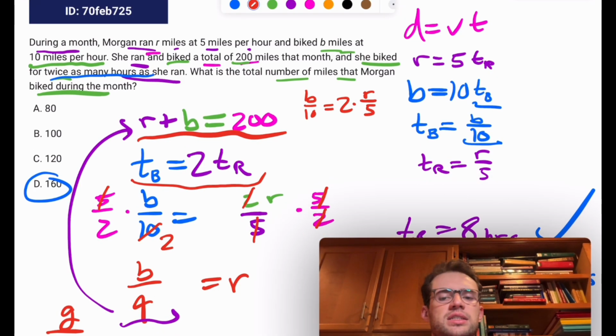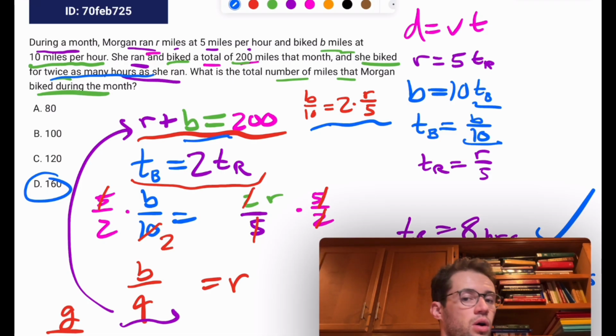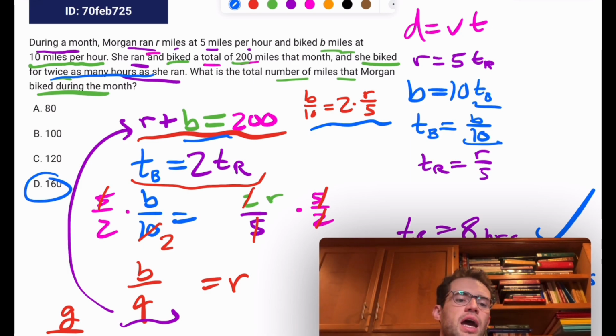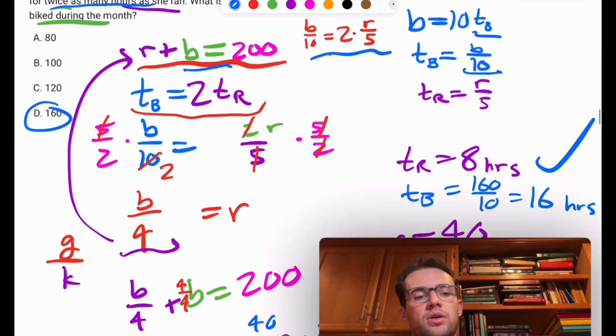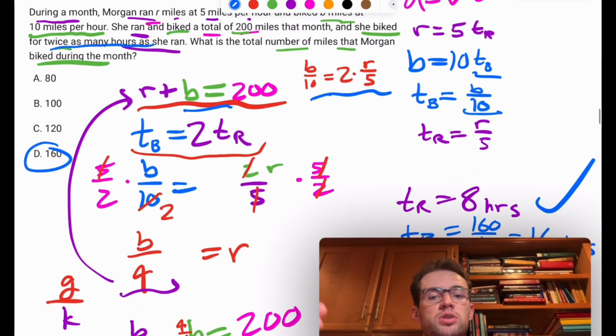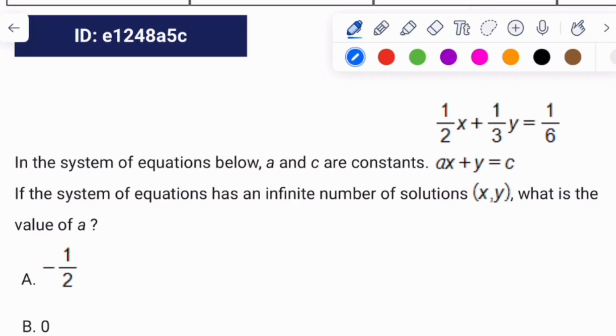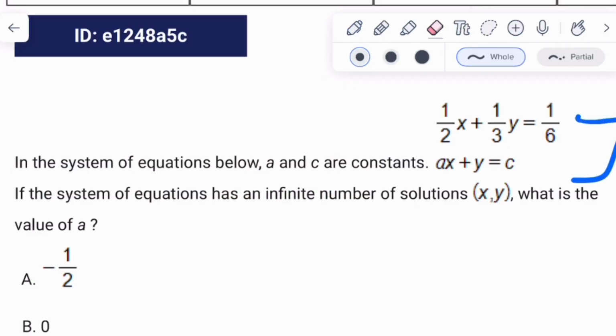Right, you can type that into Desmos. Type in this for one of your equations, and type in this for your other equation, and then just solve for it. Make sure you keep track of which one is R and which one is B. It's going to graph it on an x-y axis, and you should be able to find 160 and 40 for your values of B and R. Just make sure you know which one's the B. That'd be the 160.